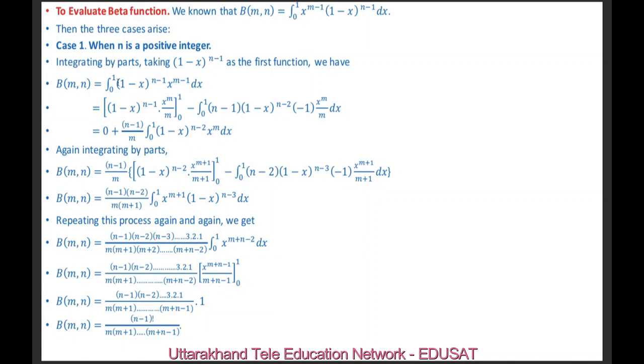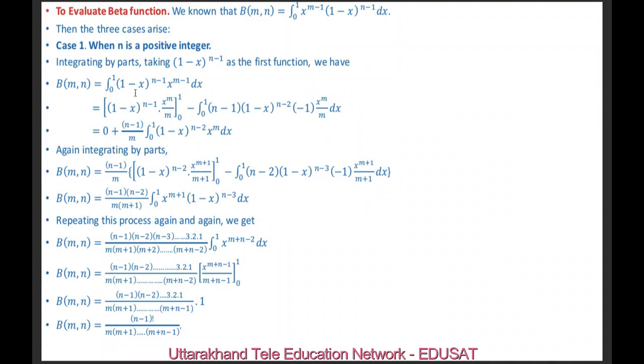And if we integrate by parts, we know that first we write first function as it is, which is nothing but 1 minus x raised to power n minus 1, then integration of second. Integration of x raised to power m minus 1 is x raised to power m minus 1 plus 1 upon m minus 1 plus 1. So we have x raised to power m upon m. So limits are from 0 to 1. Minus derivative of first. Derivative of first term is n minus 1, 1 minus x raised to power n minus 2, and by chain rule, derivative of 1 minus x is minus 1.